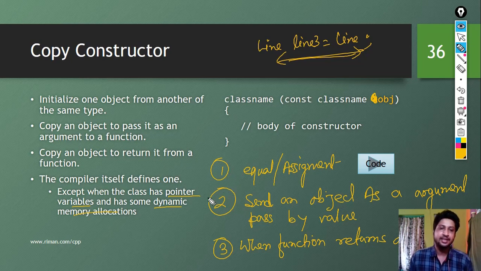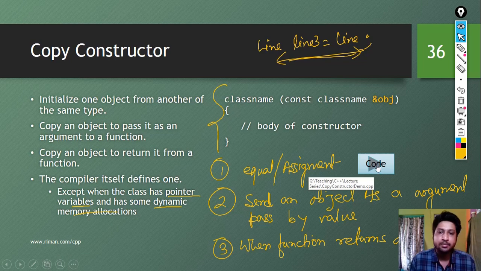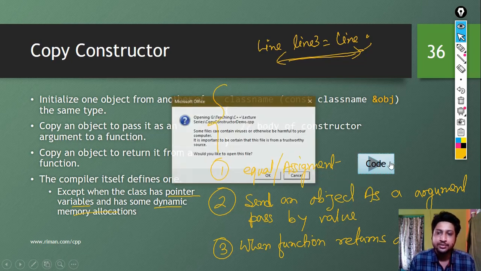And if the class has anything related to a pointer variable or dynamic memory allocation, the compiler will stop providing the copy constructor. At that time, we must define our own constructor using this kind of syntax. So let's check out how we can write a copy constructor in practical scenarios.